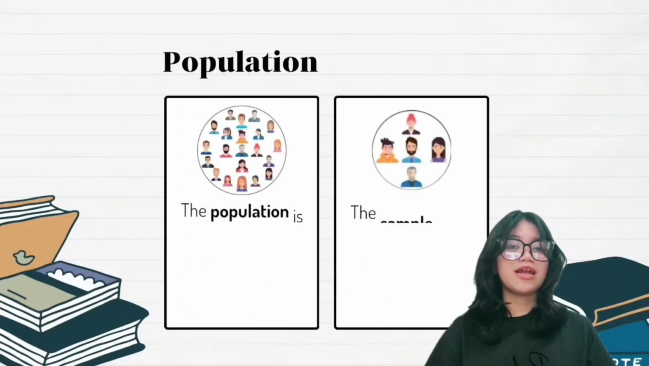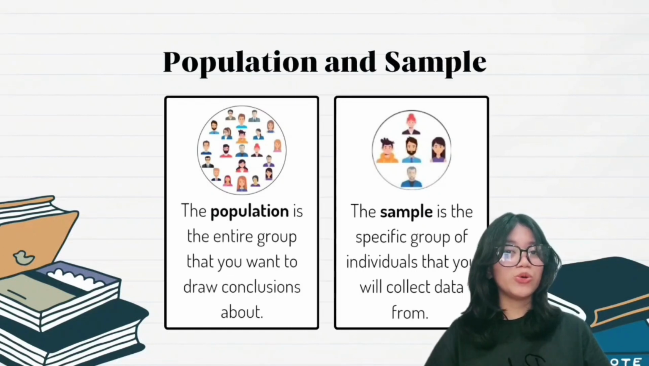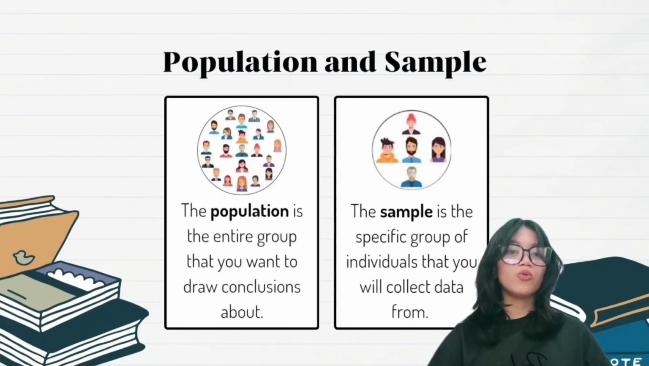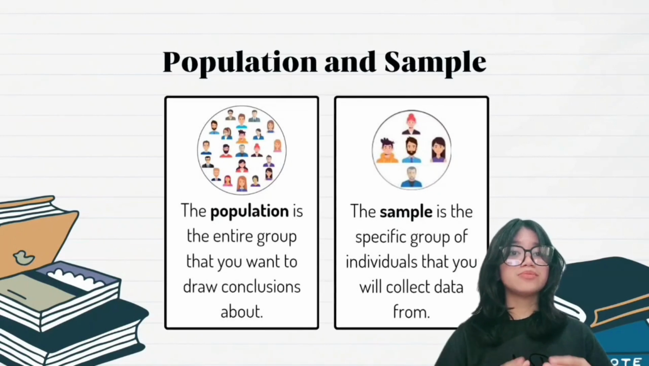Since nabanggit natin ang population, ano nga ba ito? So we have population and sample. When we say population, it is the entire group that you want to draw conclusions about. While sample, on the other hand, is the specific group of individuals that you will collect data from. Yung sample is the subset or part of the population. It is a smaller group.